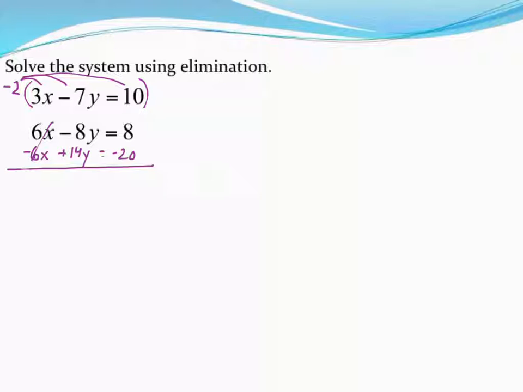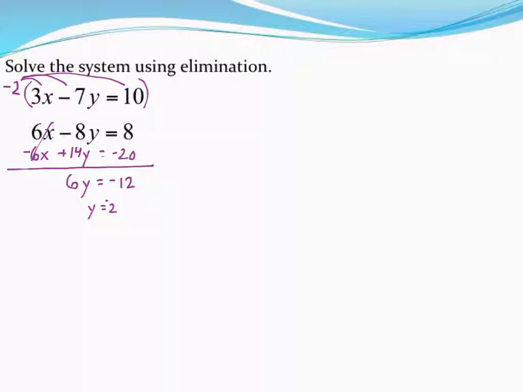So negative 8y plus 14y leaves me with 6y, because my x's have been eliminated, and then adding these together, I get negative 12. And now elimination does work. Look at that, I only have one variable. So I can go ahead and divide and get y equals negative 2. Oops, I forgot my negative sign: y equals -2.